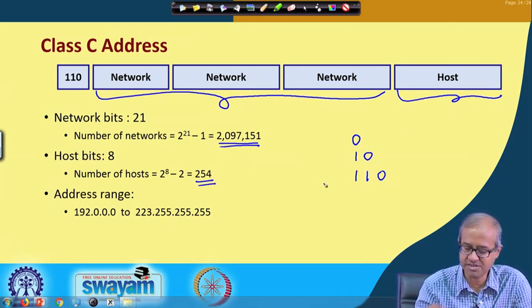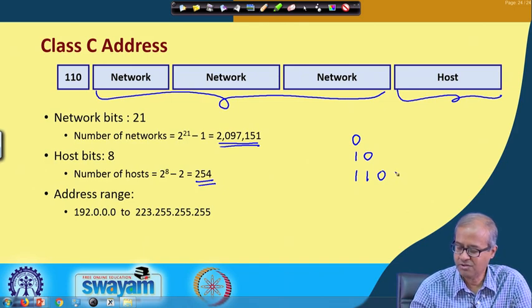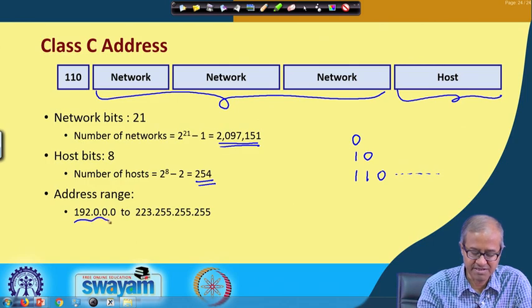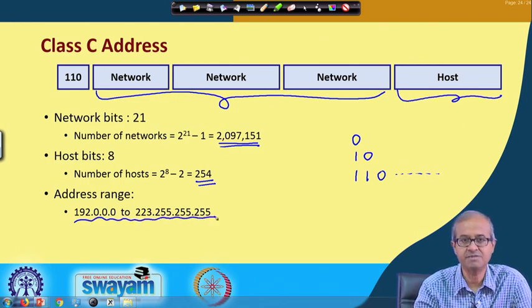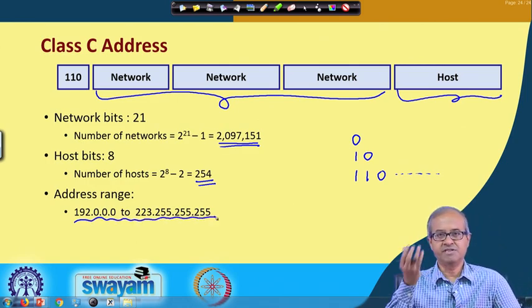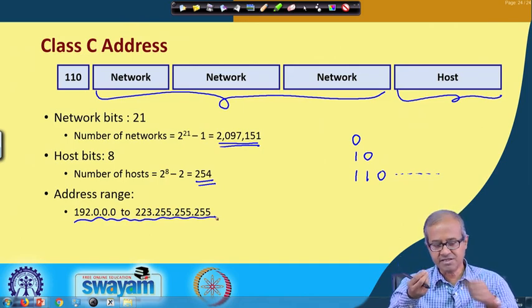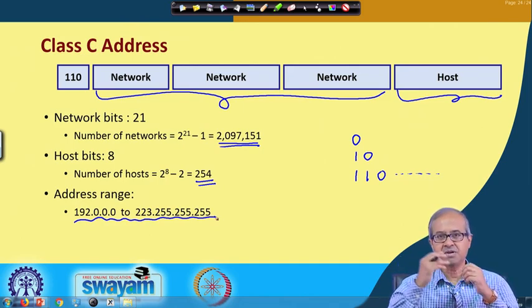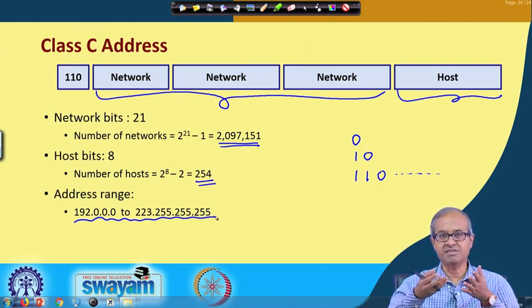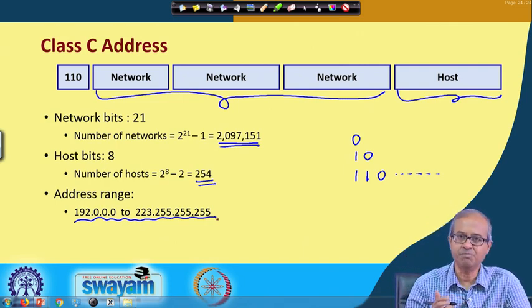And again, if you just expand 110 followed by all 0s to all 1s, you can find the range of the IP addresses. So, if you are given an IP address, and you remember these numbers, by looking at the IP address, you will be able to know which address class it belongs to.